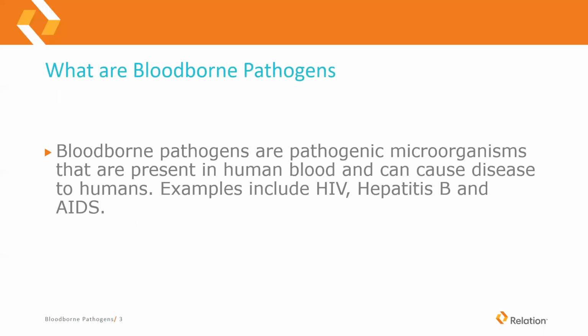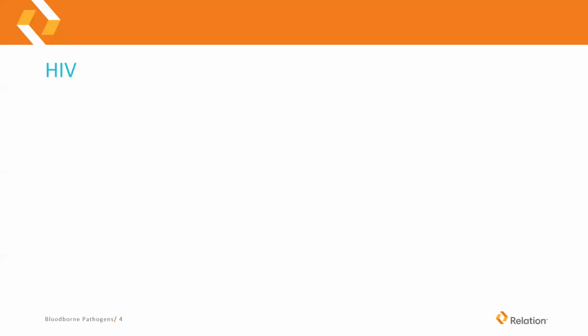Bloodborne pathogens are pathogenic microorganisms that are present in human blood and can cause disease to humans. Examples include HIV, hepatitis B, and AIDS.